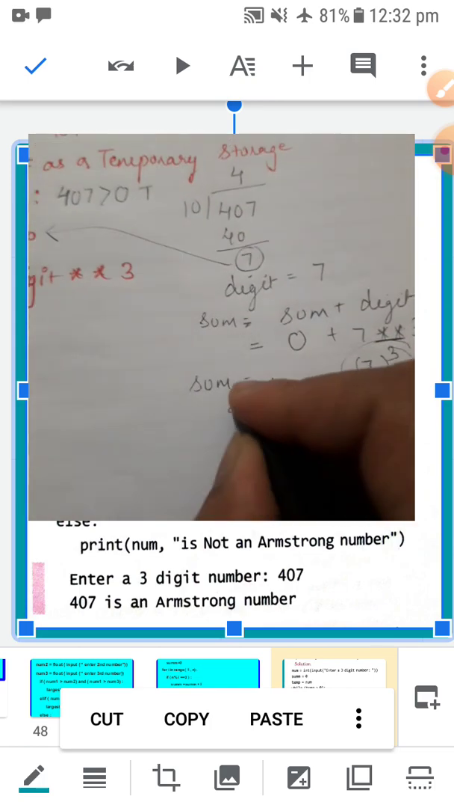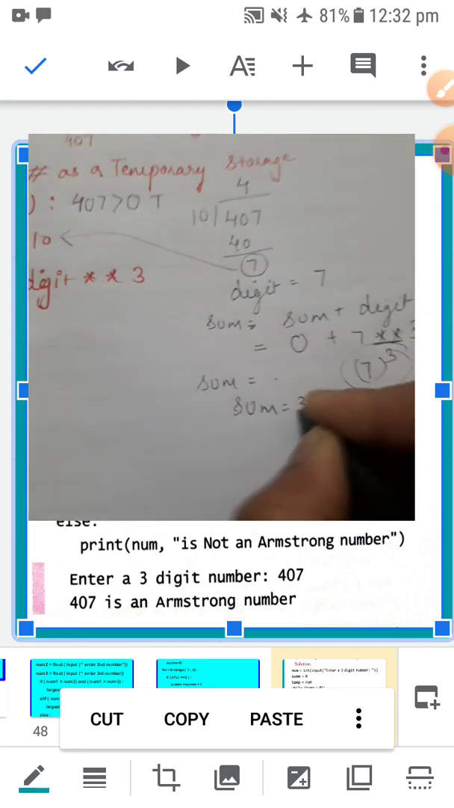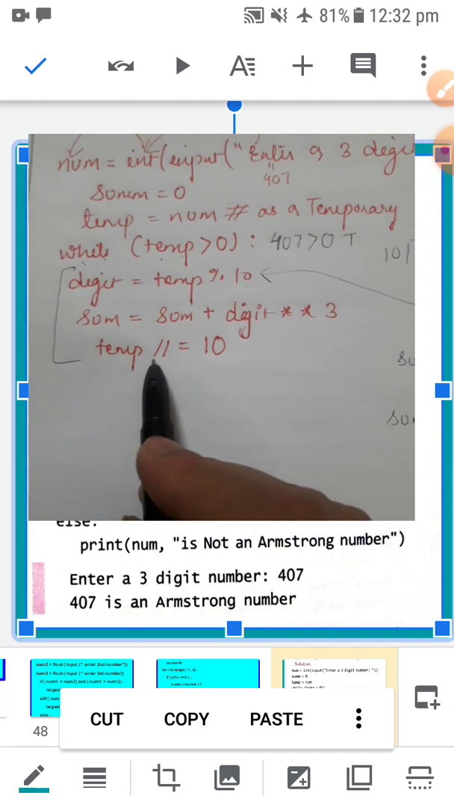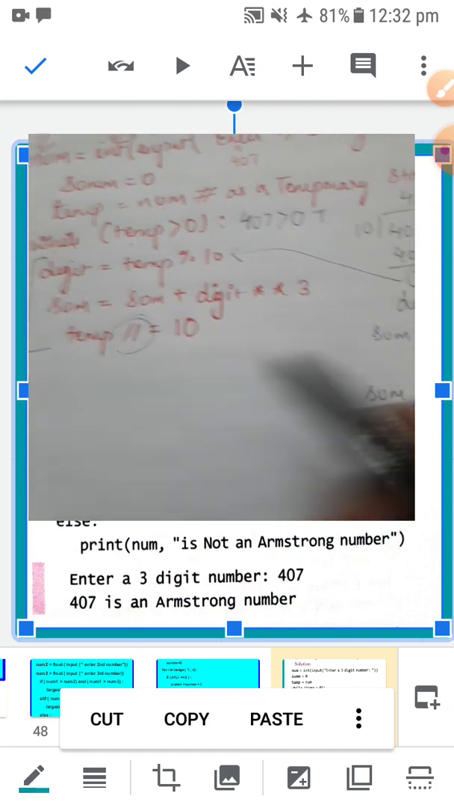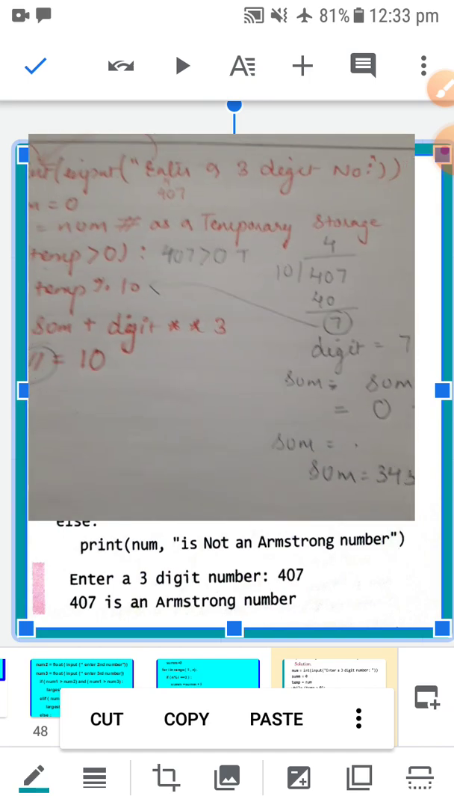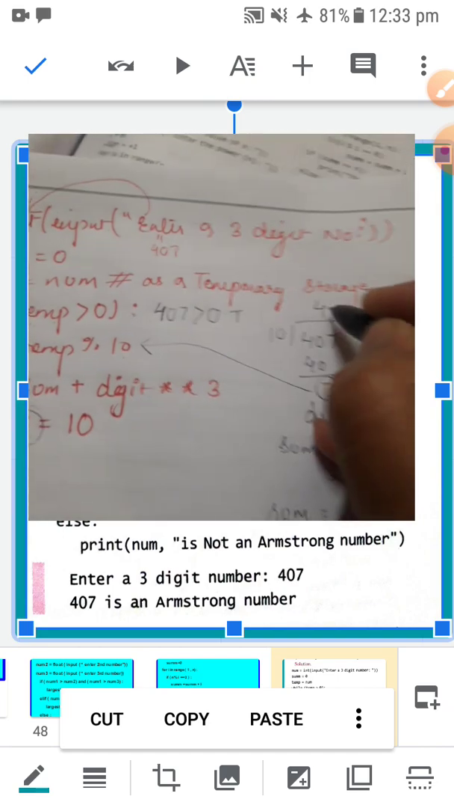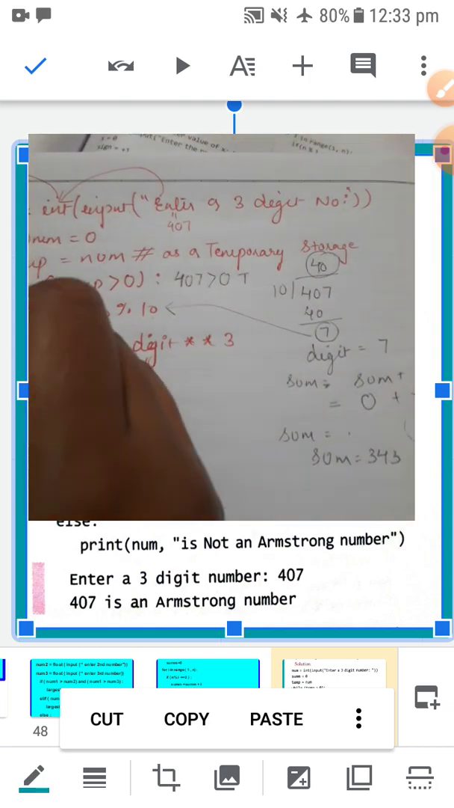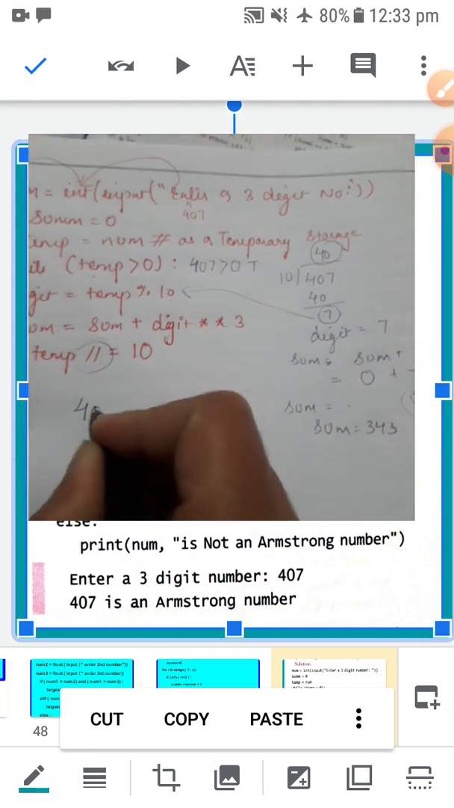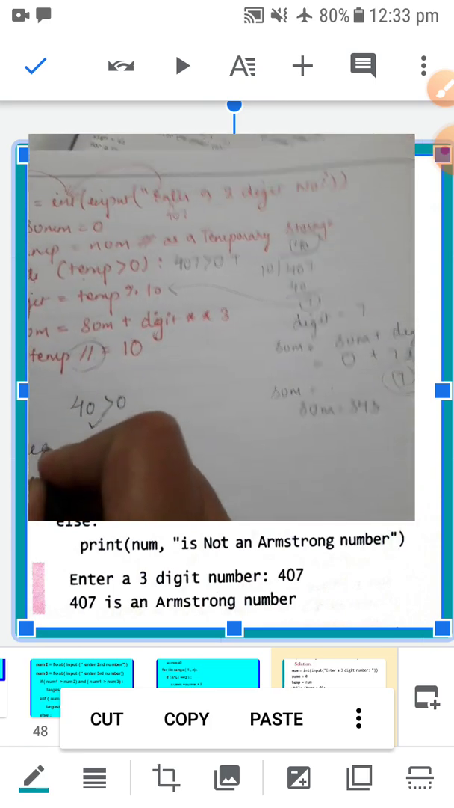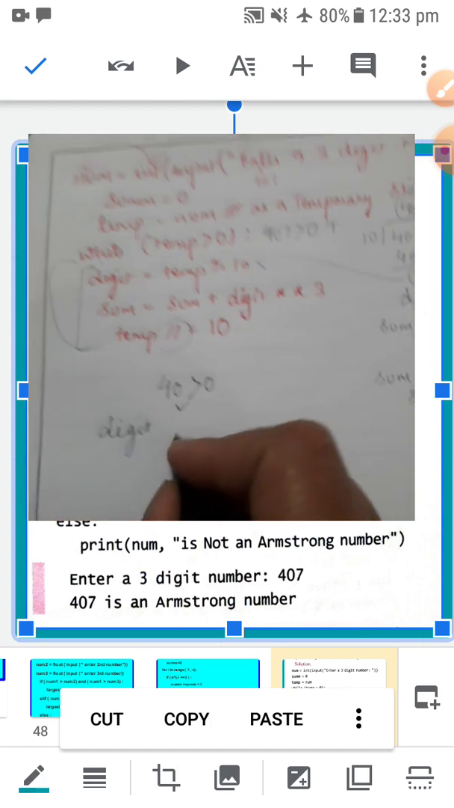Okay, so you will get some value equal to 343. Now the next statement is temp = temp / 10. What is the meaning of this? It means you are going to deal with this value 40. Now again the while condition is checked: 40 is greater than 0. Yes, it is greater than 0. Again, this particular line runs one more time.